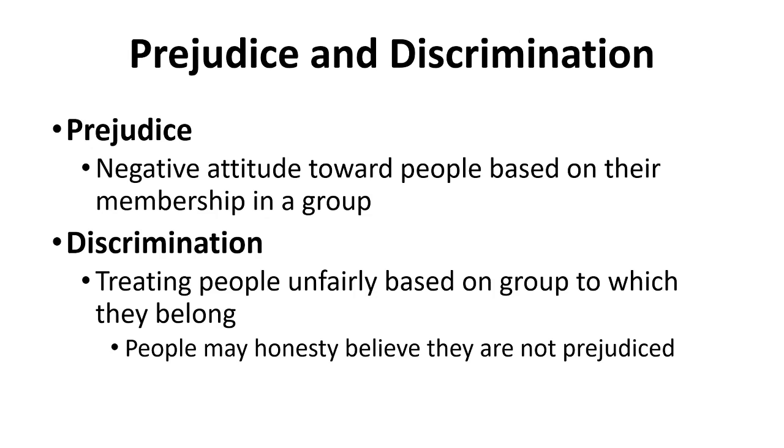Discrimination happens when you start treating people unfairly based on the group that they belong to. So if you start acting on your prejudice, you are then discriminating against people who belong to that particular group. Now, a lot of times people honestly believe that they are not prejudiced. They don't think that there is anything in them that prejudices them against a particular group.